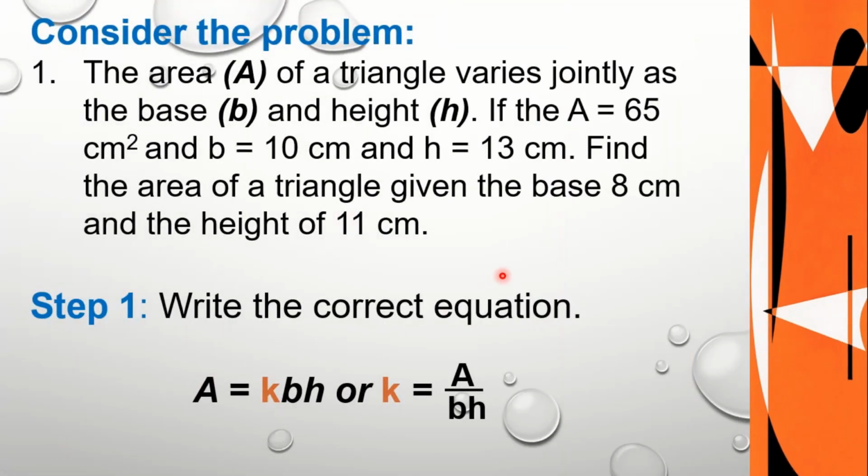Okay, so let's relate again into a problem. The area of a triangle varies jointly as the base and height. If the area is equal to 65 square centimeters and the base is equal to 10 centimeters and the height is equal to 13 centimeters, find the area of a triangle given the base 8 centimeters and the height of 11 centimeters. Again, we use the steps in solving. The equation A is equal to K times B times H, or K is equal to A over the product of base and the height.